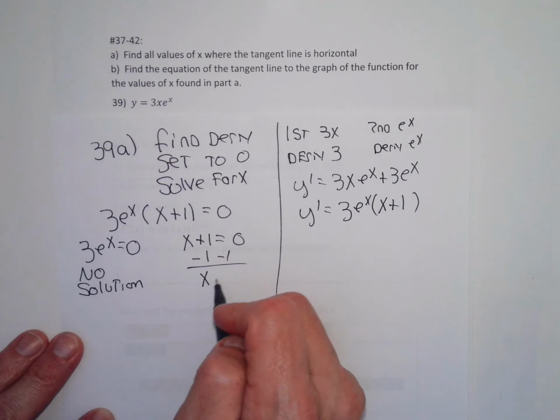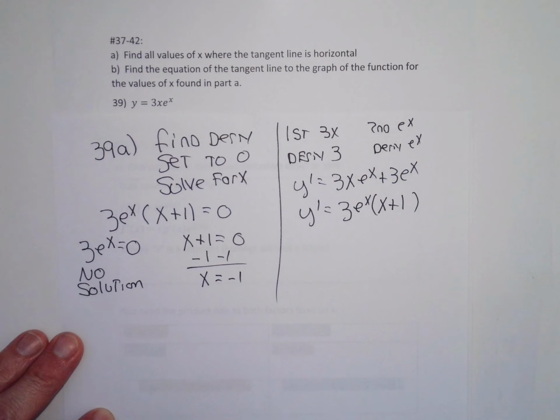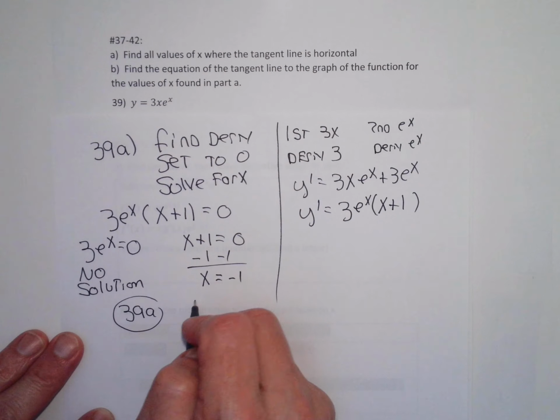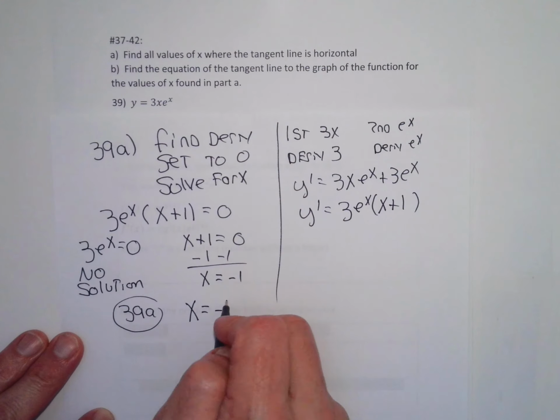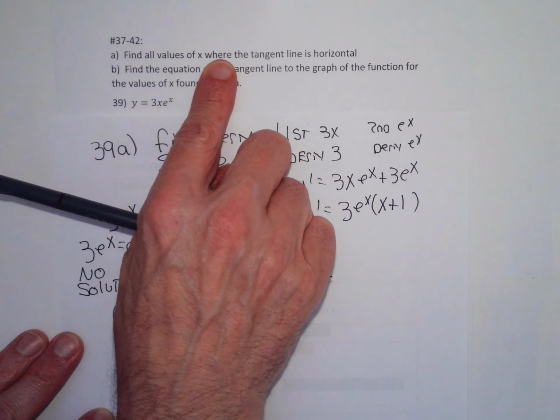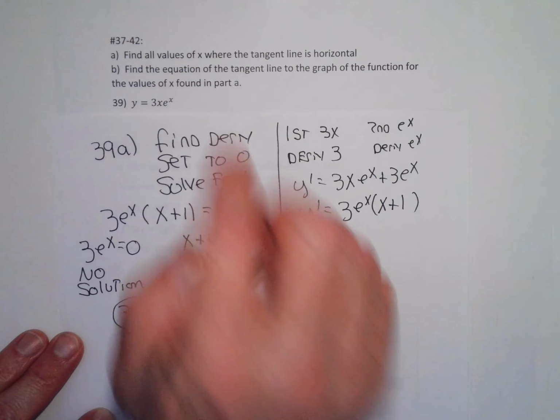But the x plus 1, I can certainly get 0 by just minusing 1 from both sides. The answer to 39a is going to be x equal to negative 1. That's the value of x where the tangent line is horizontal, which means the slope is 0.